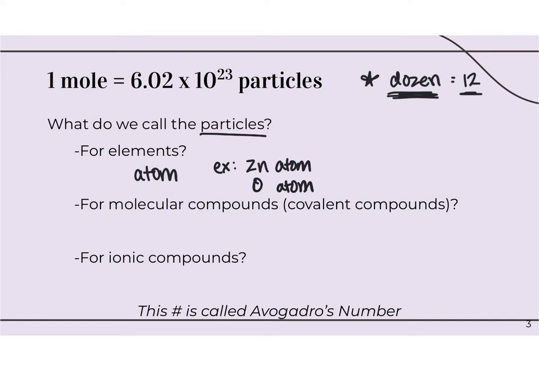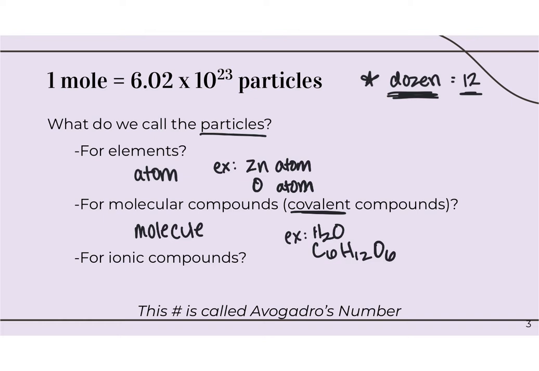We also see that we can have molecular compounds. These are things that are covalent. So those are what would be called a molecule, the smallest unit of something like water or something like, I don't know, sugar. So the smallest unit of sugar I could have, the smallest unit of water I could have, is a molecule.